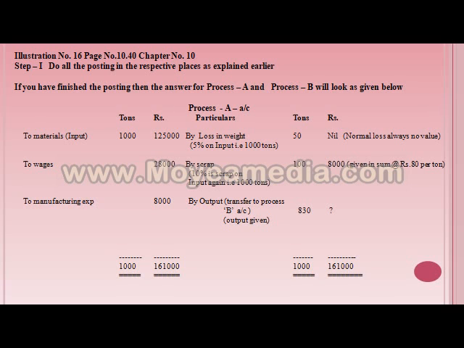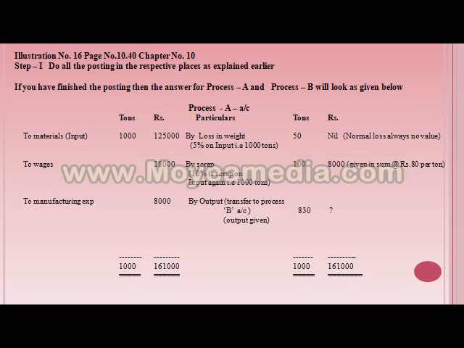Then the loss in weight and the scrappage are given in the sum as 5% and 10%. The normal loss or loss in weight is always calculated from the input. So here in process A, the input is 1000 units. From 1000 units, 5% will give you 50 tons. Unit in the sense it is tons here. And normal loss or loss in weight will always have no value.